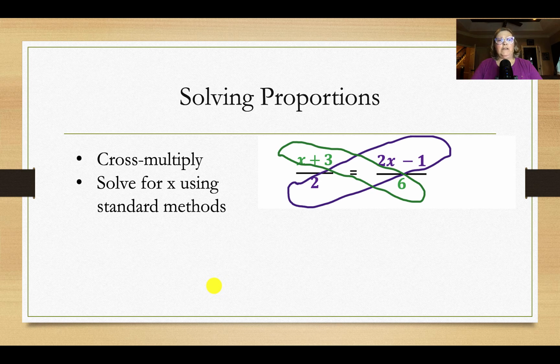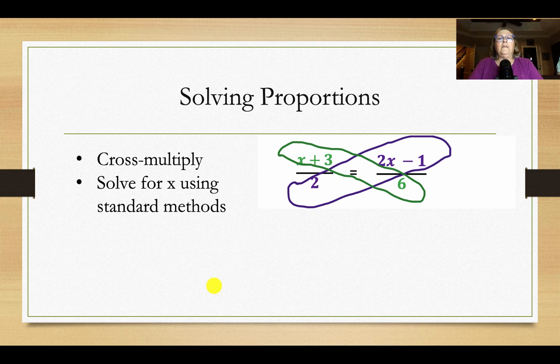So solving proportions is another little nutshell kind of special thing to do. So when you have proportions, you have 2 steps. You cross multiply, and I drew one cross multiply there in green and the other one in purple, and then you solve for x using your standard methods.